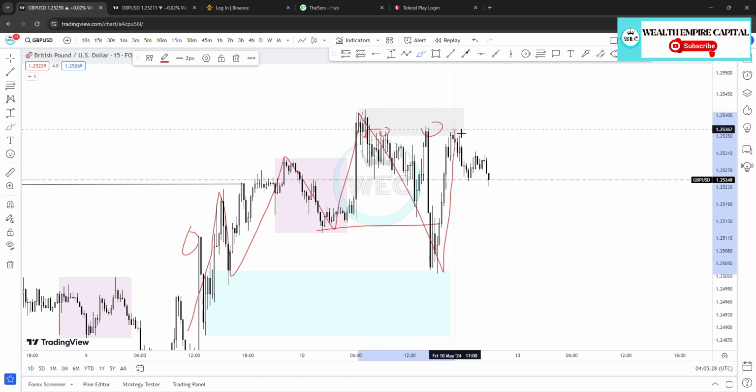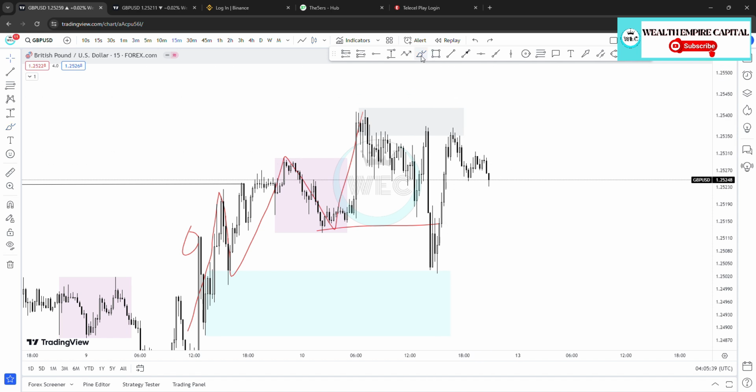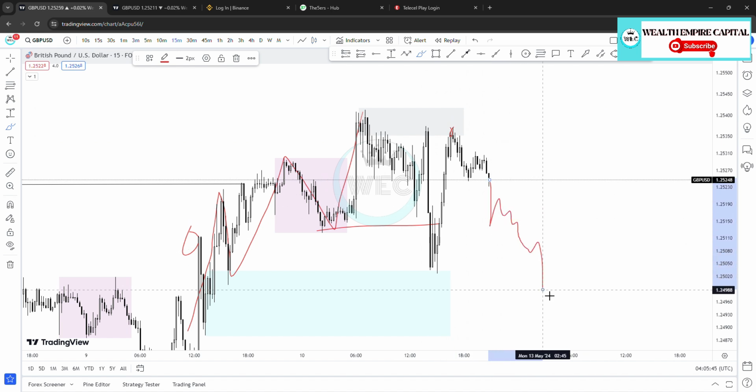Break of structure, this is the true mitigation. Okay, this is the true mitigation. I've repeated this so many times, so I'm pretty sure you guys will have a fair idea of what I'm talking about. Okay, so in here I had a sell. From here I'm still holding some partials. I'm expecting price to continue to the downside.